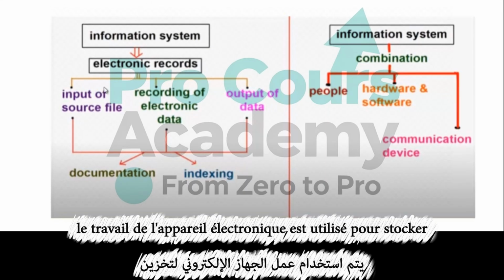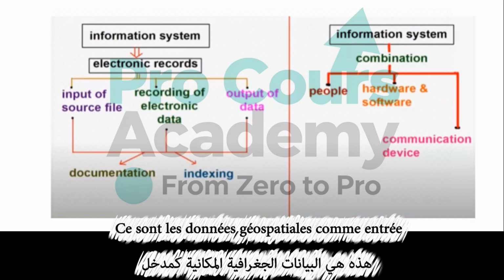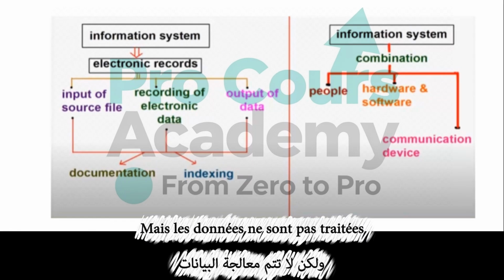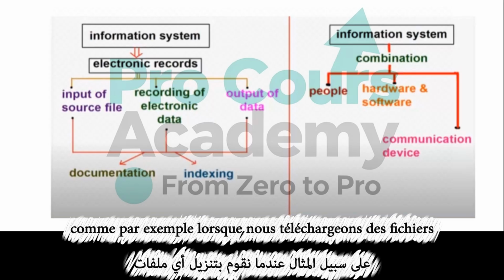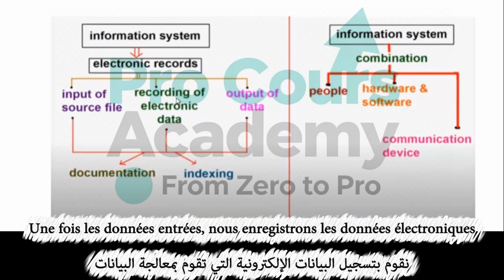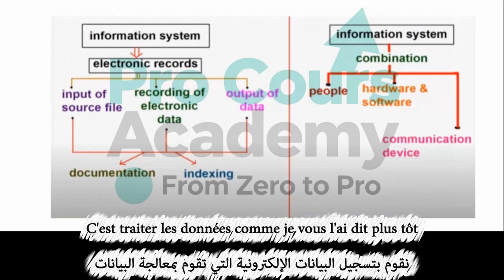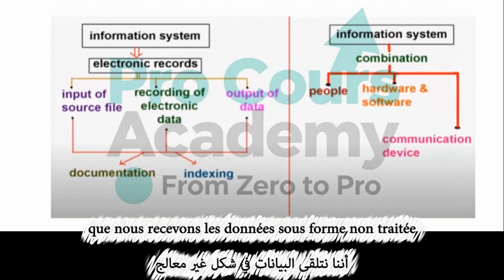The electronic devices are used to store this source file, this digital spatial data, as the input. But the data is not processed, that is, not arranged properly. For example, when we download any file from a friend, we receive the data in unprocessed form.